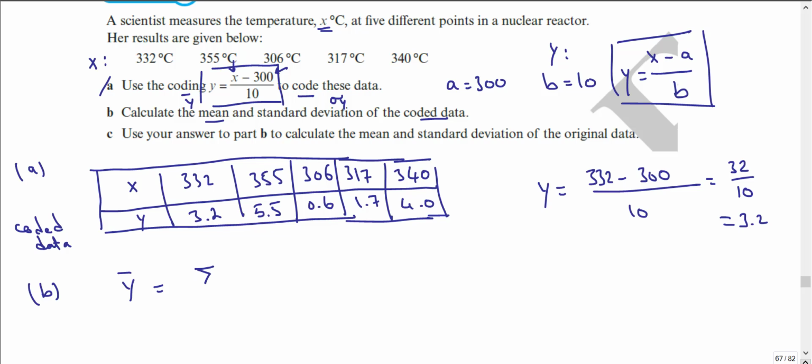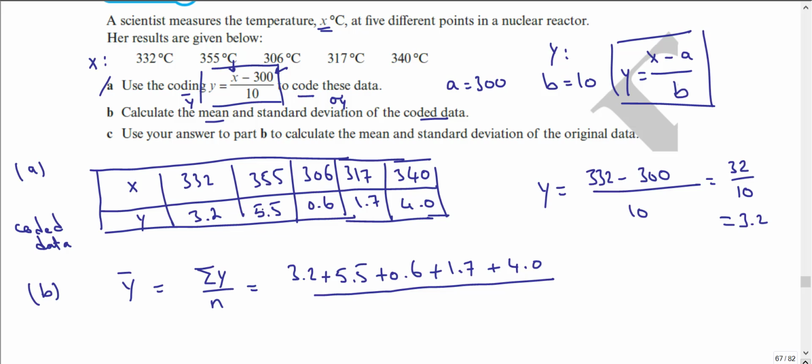You should remember always. We add the y's over n, sigma y over n, where n is the number of data. Sigma y means add all the y's. We have them in the table: 3.2 plus 5.5 plus 0.6 plus 1.7 plus 4.0. Their count is 1, 2, 3, 4, 5. The answer here will be 3. This is the mean of coded data.